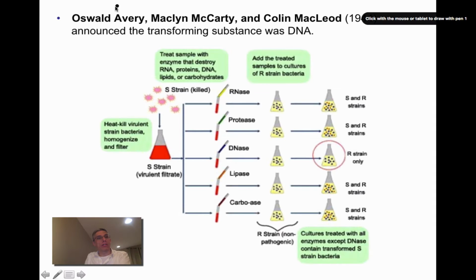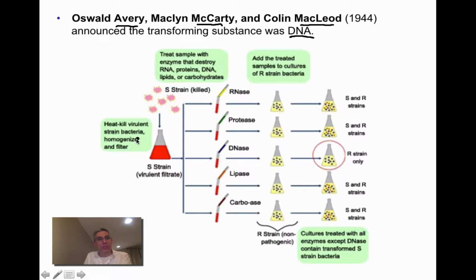So the next group of scientists that we're going to look at are by the names of Avery, McCarty, and McLeod. And they did their experiments actually back in, again, around the mid-1900s, so around 1944. And actually they were the ones that determined that the transforming substance that Griffith had discovered back in his experiments was actually DNA.